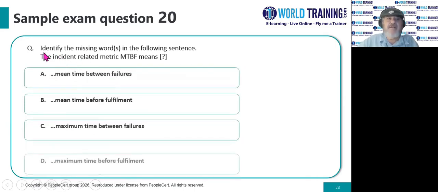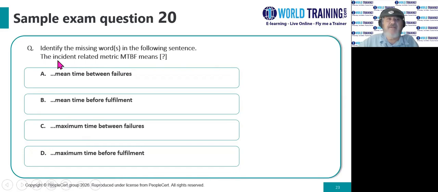Sample question 20, identify the missing words in the following sentence. The incident-related metric MTBF means mean time between failures. Yes, it does. Mean time before fulfill, no. Maximum time, no. Maximum, no. So A is the best answer.